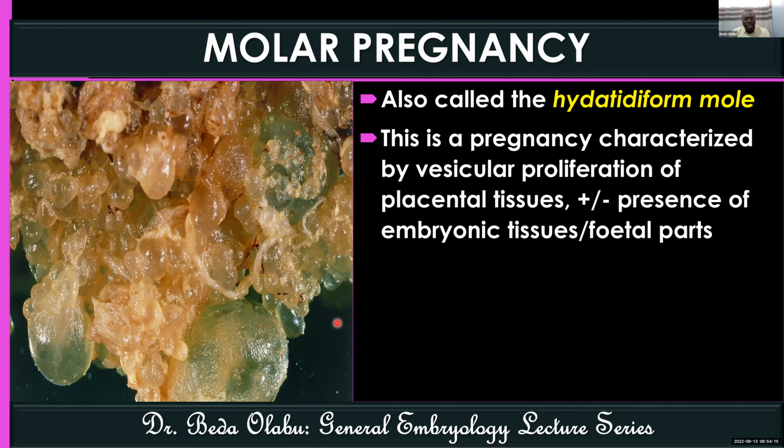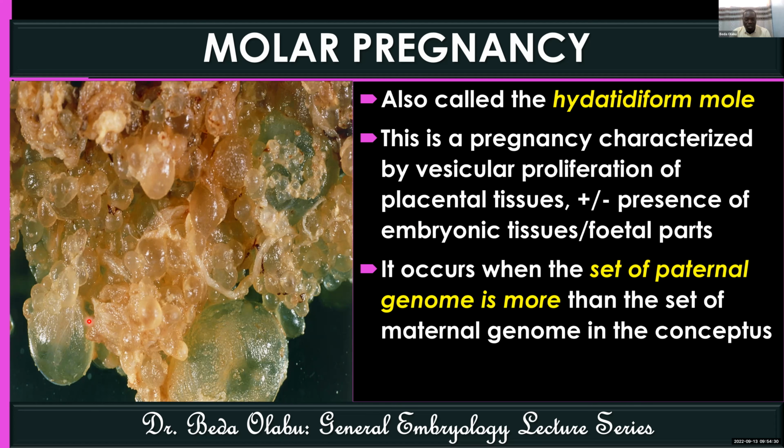Now, you see, molar pregnancy is a pregnancy characterized by vesicular proliferation of placental tissues. So the placenta, instead of forming the normal placenta, forms vesicles. These vesicles may have some fetal parts or may not have fetal parts. The cause of molar pregnancy is if you have an extra set, or let me say an excess set, of paternal genome. We are comparing with the maternal genome.